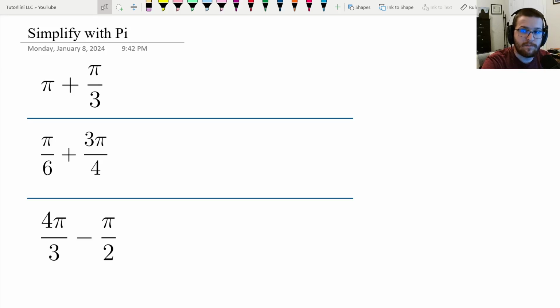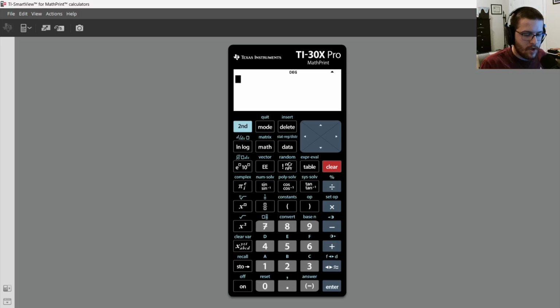Let's jump back to the calculator. Okay, these have nothing to do with the mode, nothing to do with memorizing anything. All you gotta do is type it in. So let me do the first one, pi plus fraction pi over 3. And we get 4 pi over 3.